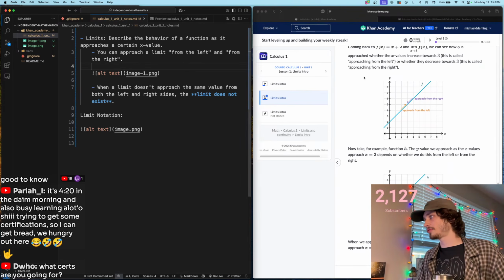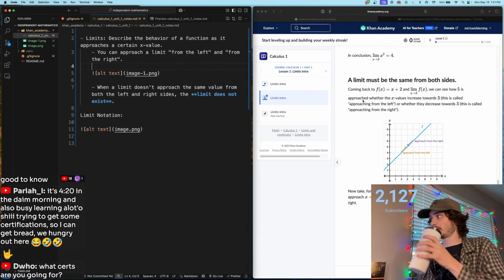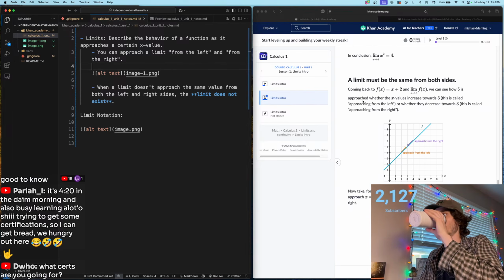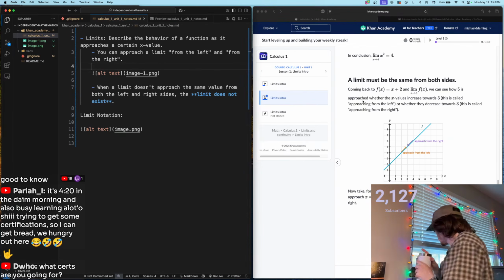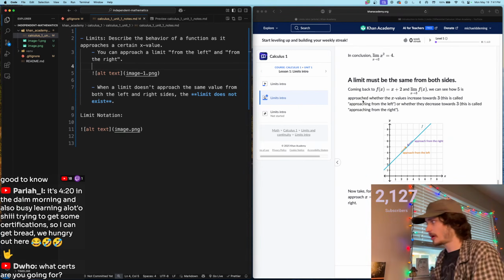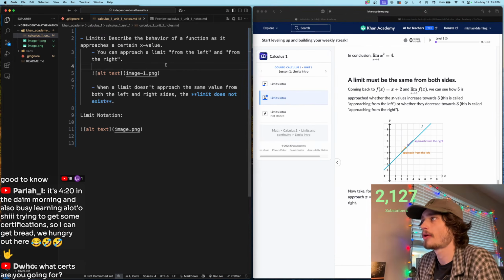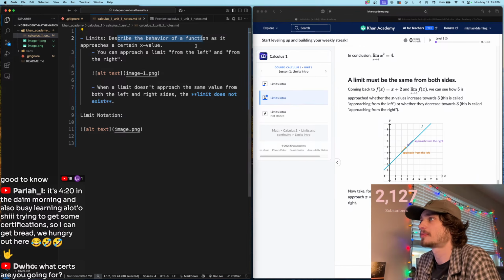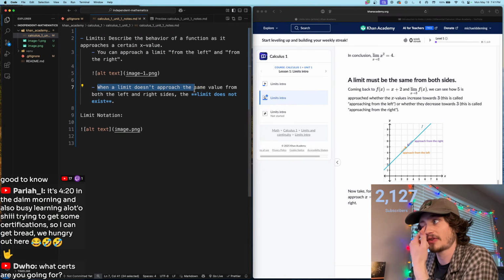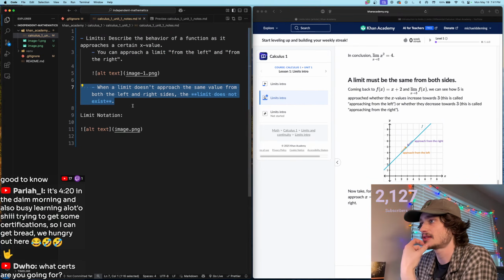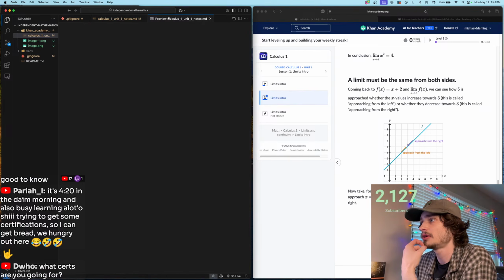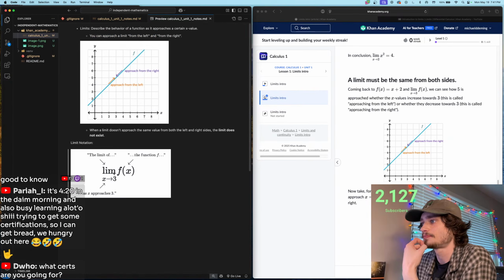We just cleared up through Unit 1, Lesson 1 on limits intro. We're almost done here with this one. Limits describe the behavior of a function as it approaches a certain value. You can approach a limit from the left and from the right. When a limit doesn't approach the same value from both the left and right sides, the limit does not exist. Limit notation is also described as this.